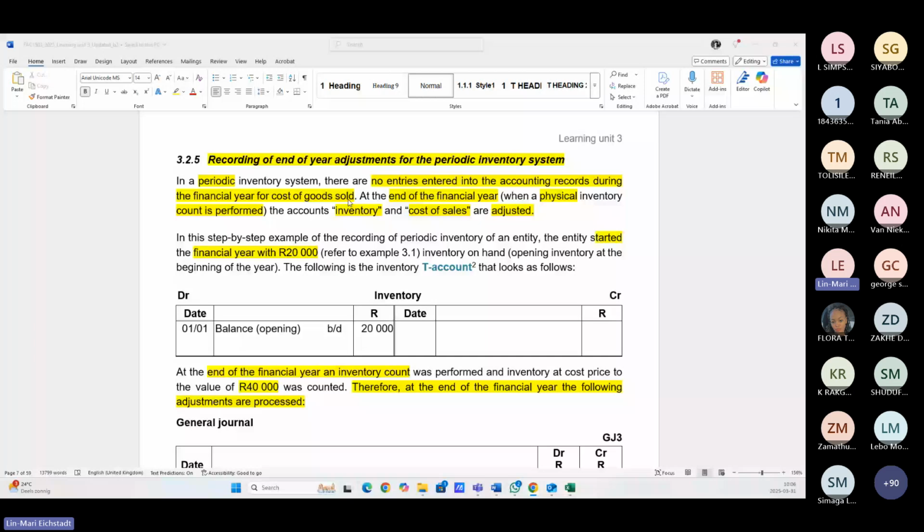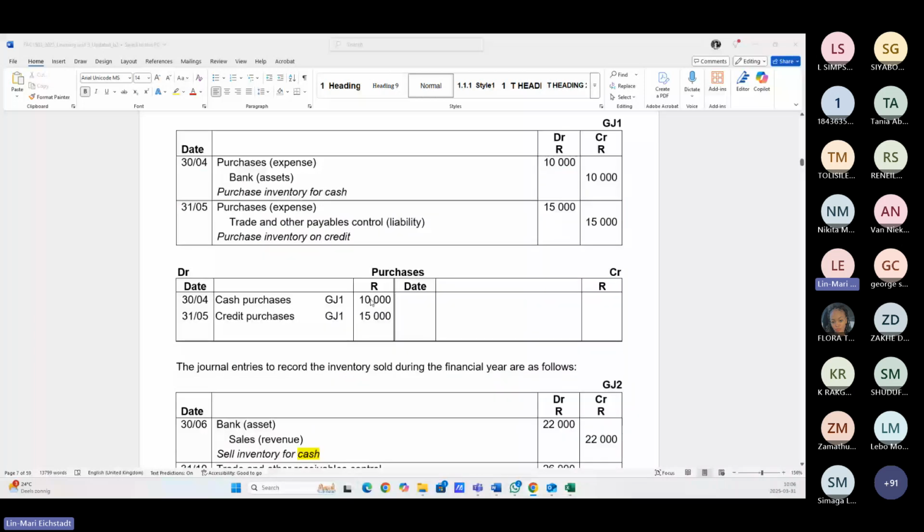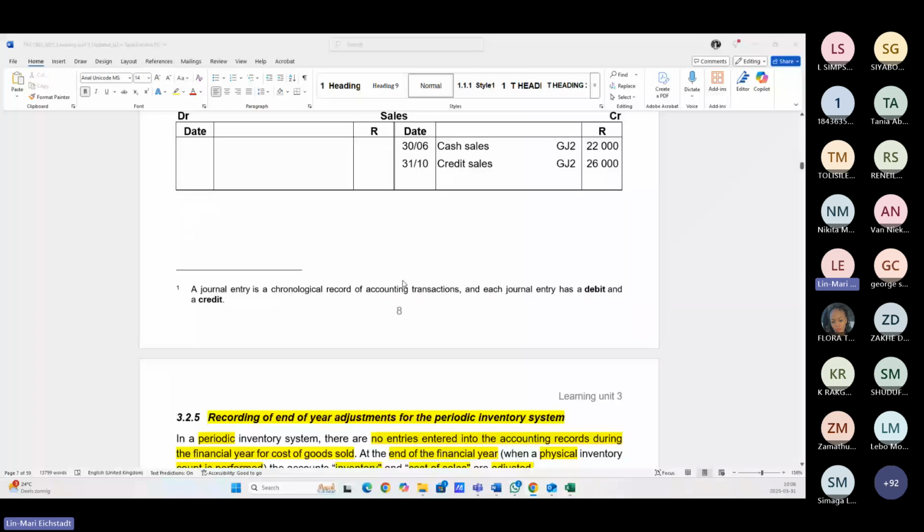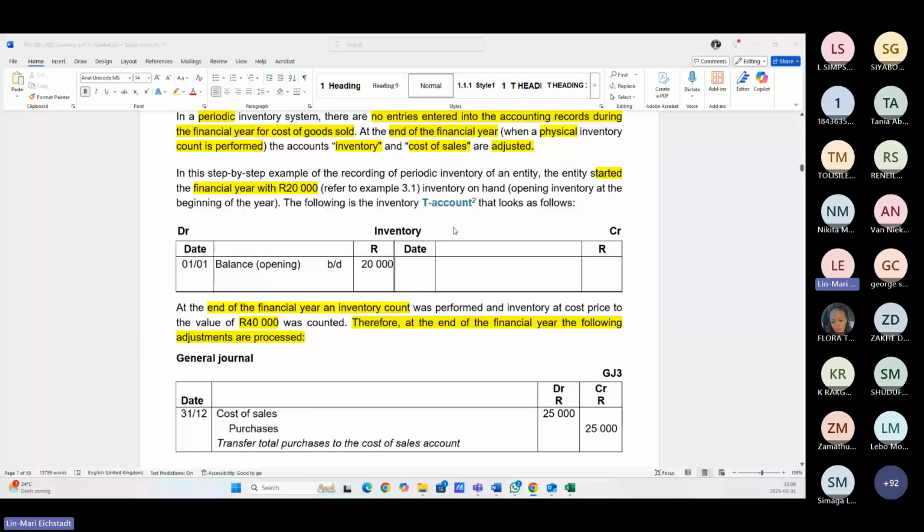So for this one, at the end of the financial year, when a physical inventory count is performed, the accounts inventory and cost of sales are adjusted. In this step-by-step example of the recording of the inventory, the entity started the financial year with 20,000, right? This also came from our previous example, where we had a closing inventory of the prior year, or an opening inventory of this year, of 20,000 Rand.